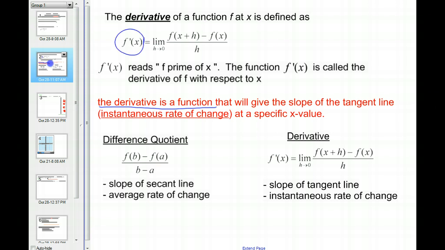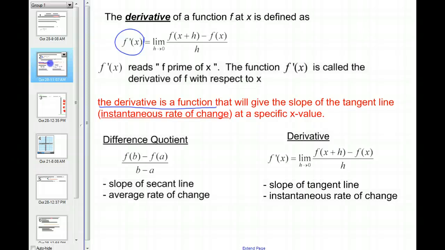This notation, that little apostrophe there, f prime, is how you read it. That is the derivative. We can call it f prime of x, or the derivative of function f, and we say with respect to x. That will have more meaning later on in the year, but it's just some language that we use. This is our derivative function. This is how it is defined.